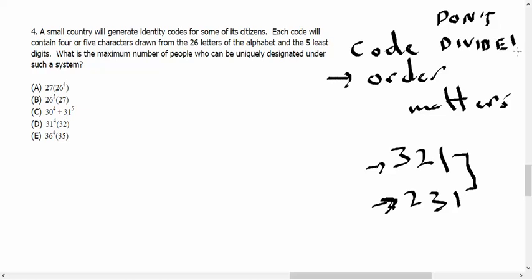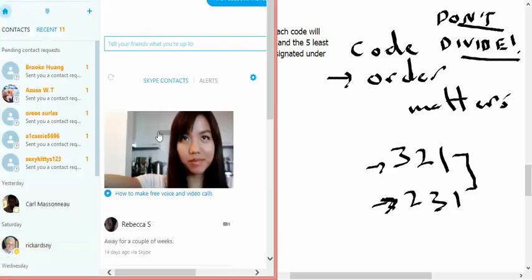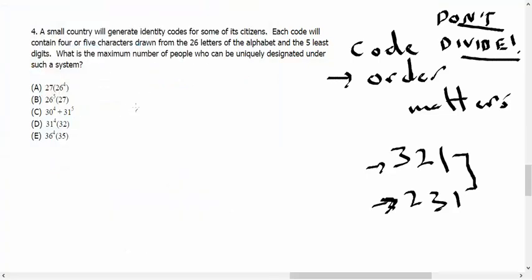Order matters, don't divide. Let me write it up here again. If the order matters, don't divide.